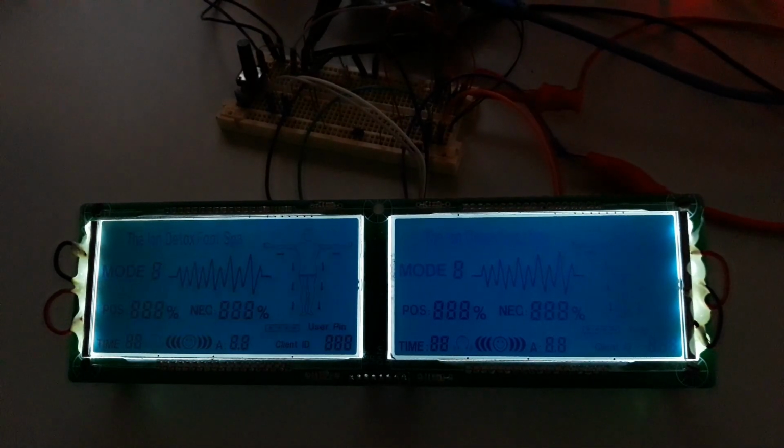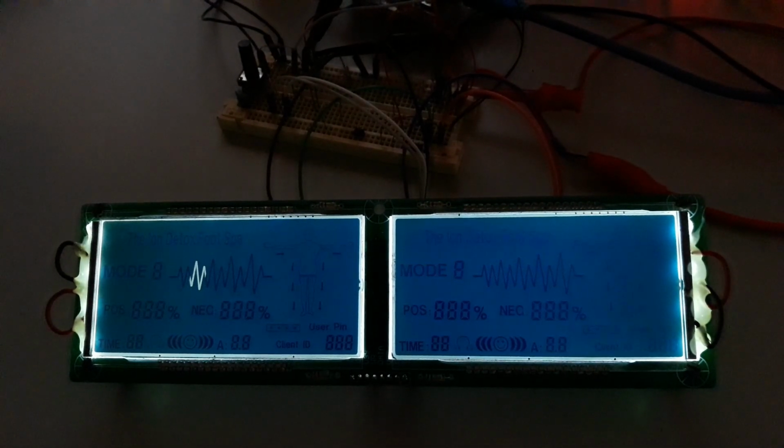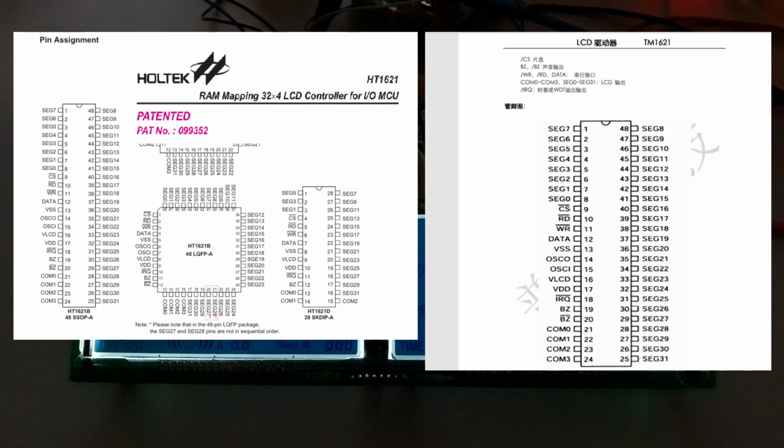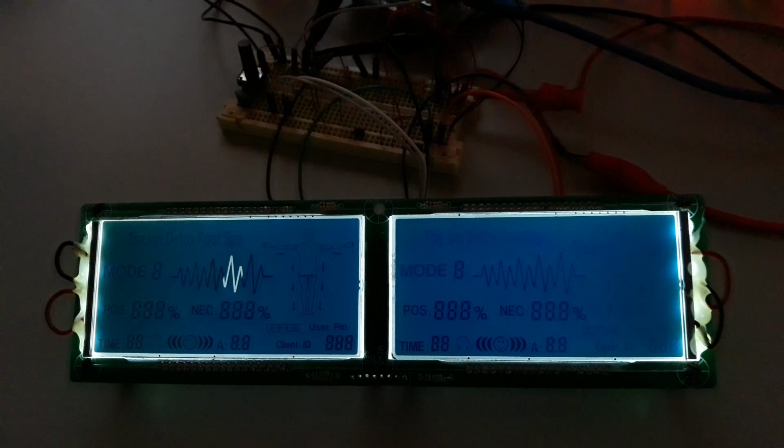Hi folks, today I bring a panel with two HT1621 drivers. It is the same as the TM1621 and we already have a video about it on our channel. Even so, it is important to talk about it again to do a more in-depth analysis of how to control the two drivers present on this panel.